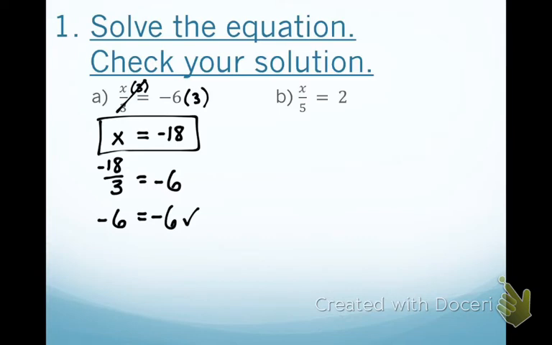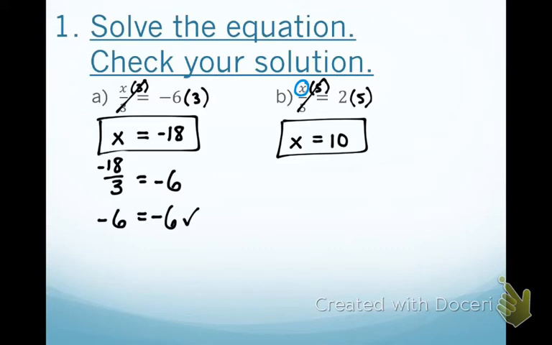It looks very similar. Once again, identify the variable, which is x. We want to see what is not allowing x to be alone, and that would be divide by 5. So the opposite of divide by 5 is multiply by 5. What I do to one side, I have to do to the other. So I'm going to once again take my x, and this will be dropped down, and I get x equals, and 2 times 5 is 10. So that's my solution. Once again, it asks me to check it.